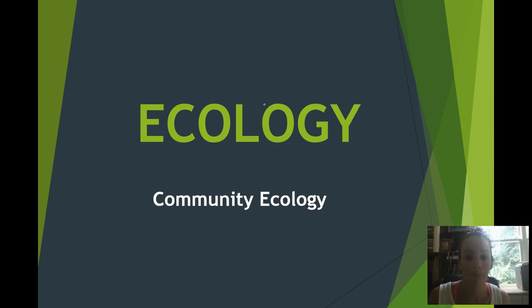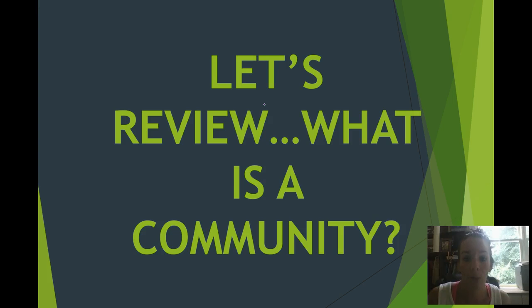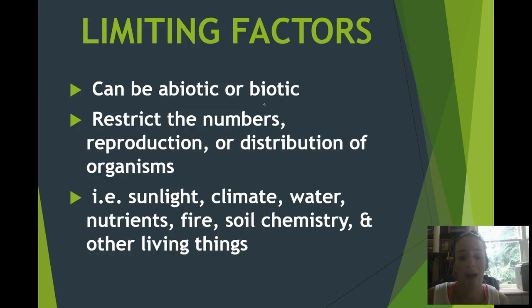So, community ecology. Let's review: what is a community? At this point, you should have the definition for community. Remember that it's a group of populations that lives together. There are limiting factors on a community, and those can be abiotic or biotic, which we discussed earlier. What that simply does is restrict the numbers, the reproduction, or the distribution of those organisms. Your abiotic factors are things like the amount of sunlight, the climate, the water, fire, etc. But other living things are also limiting factors, such as disease, competition, and predation.